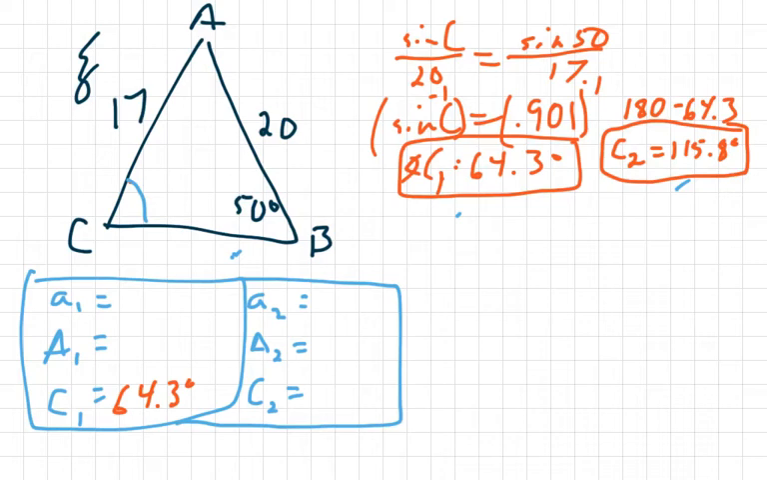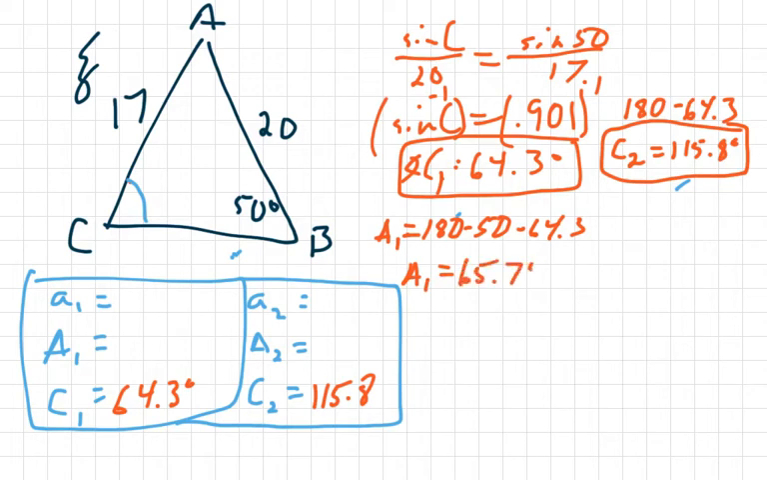So I'm going to use the 180 rule of triangles for my A2. So I'm going to go down here, I'm going to put 115.8 in here. Now, A1 is equal to 180 minus 50 minus 64.3. So angle A1 is going to equal 65.7 degrees. Put that in my solution square.